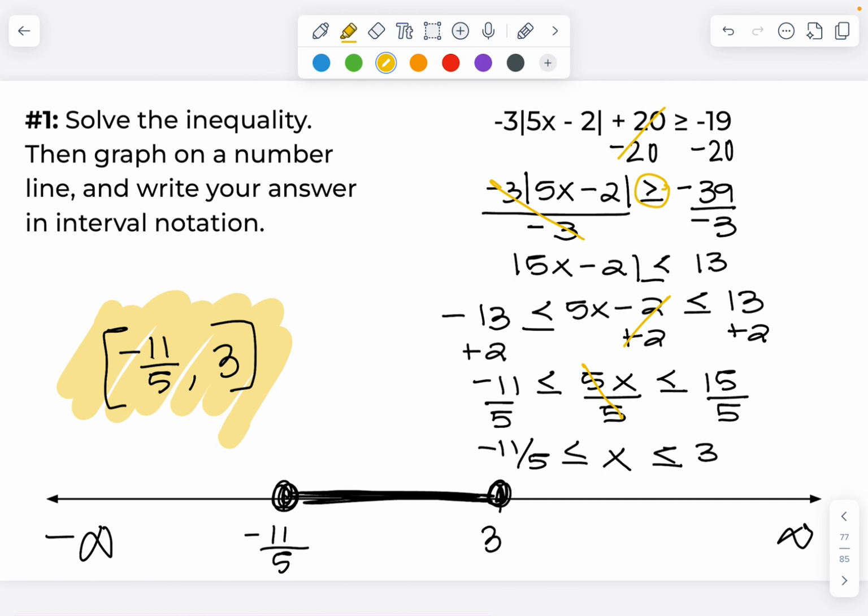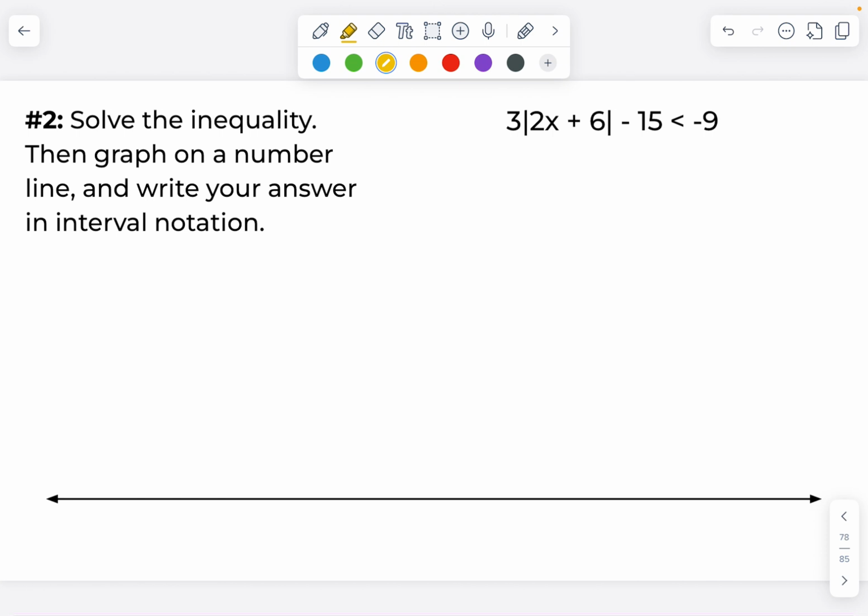So that one had a lot of steps to it in the solution process. But hopefully everything feels a little familiar from everything we've done so far. Okay, let's look at number 2. I want you to take a second. I want you to isolate the absolute value bars by themselves. So isolate the absolute value part of this inequality.